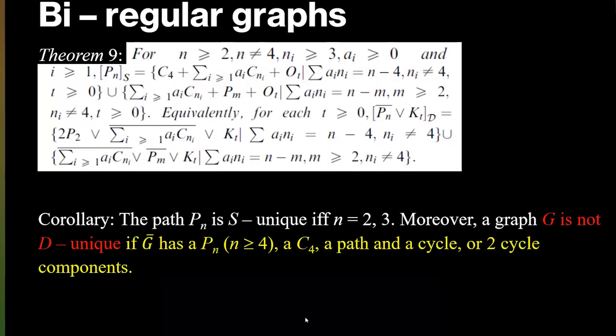And we also look at the S equivalence classes of paths Pn. And we managed to also solve the problem completely. As a corollary, the path Pn is S unique if and only if n is 2 or 3. Okay. So graph G is not D unique if G complement has a path Pn, n at least 4, or it has a C4, or it has a path and a cycle, or it has 2 cycle components. This is based on the result of the theorem.